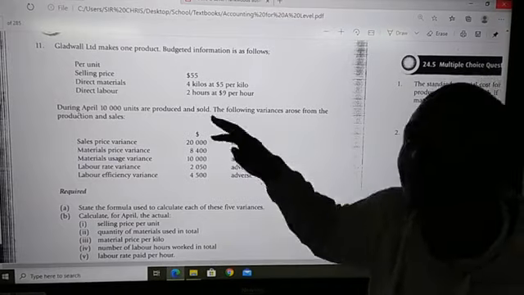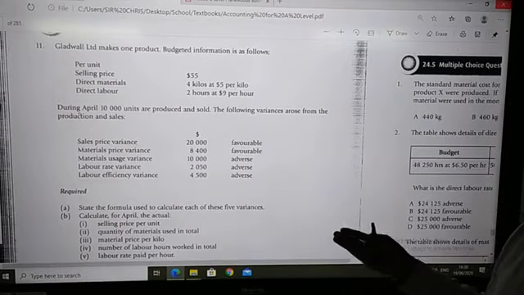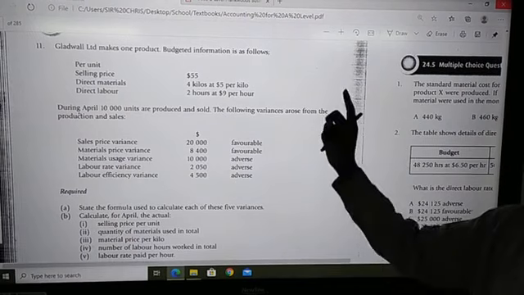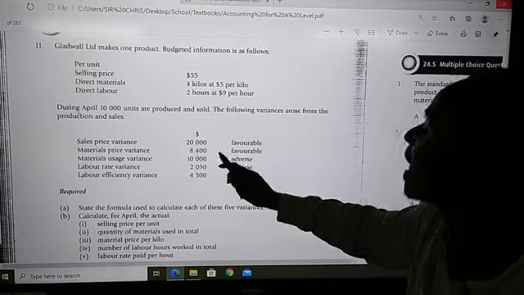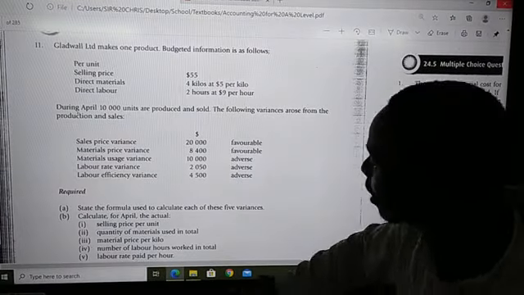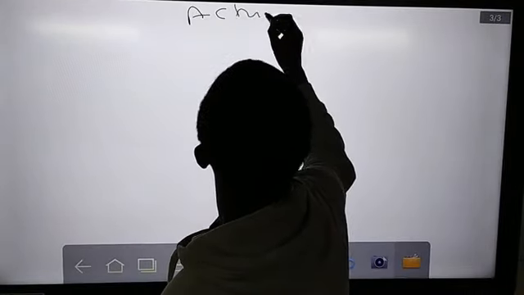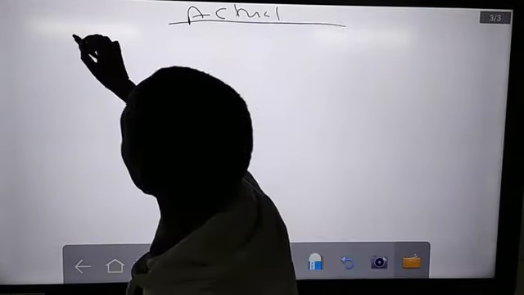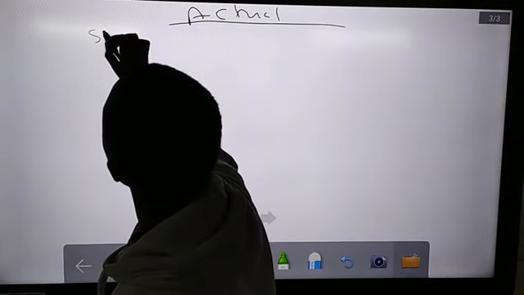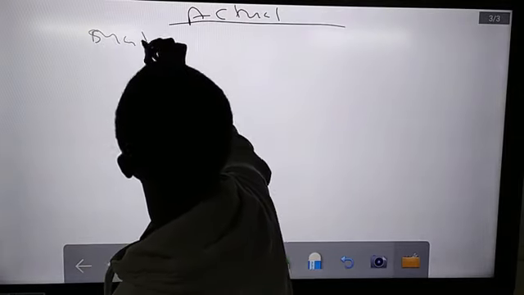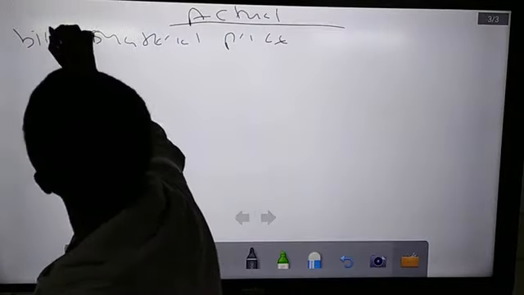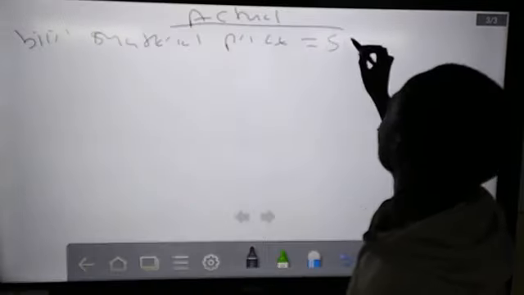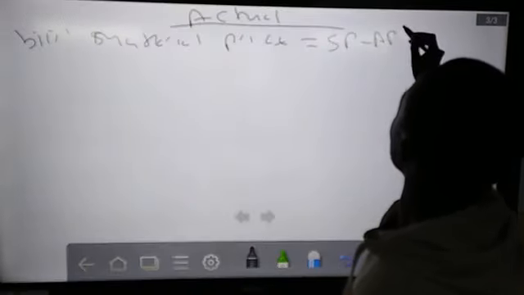It becomes X. We close brackets times actual quantity, which we have calculated, which is 42,000, equals to, when the answer was calculated, we have 8.4 favorable. So let's go do the working. Remember, we are still looking for the actual material price. That's B3. Okay, so the formula is SP minus AP.